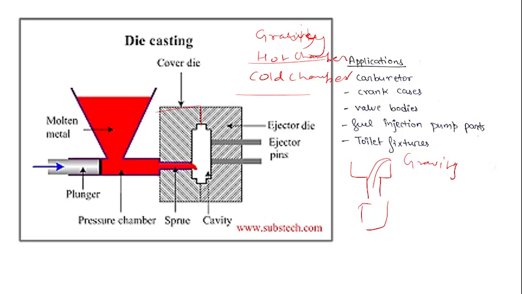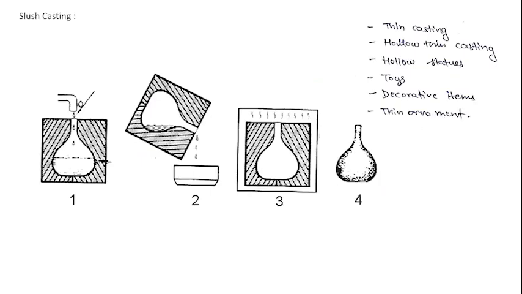Then the applications of die casting are also mentioned here. Then slush casting. Suppose you have this kind of pattern and you want to make a hollow, very thin casting.